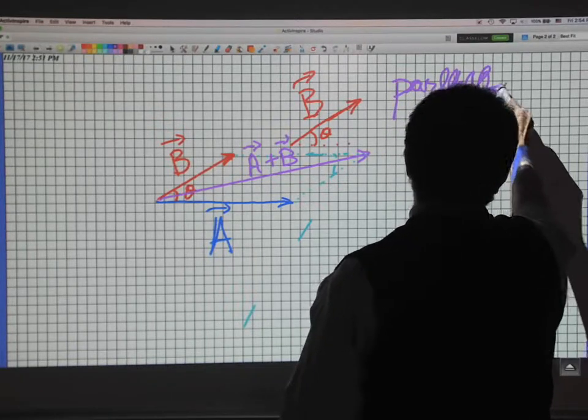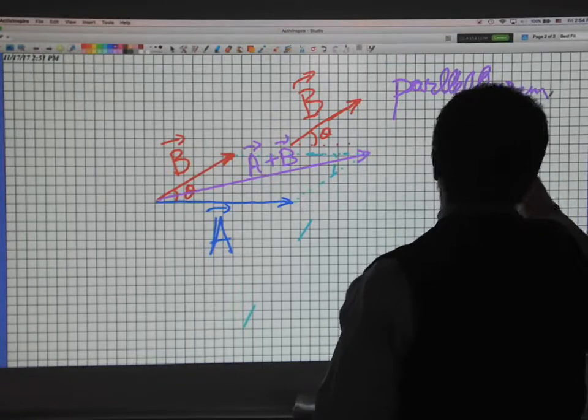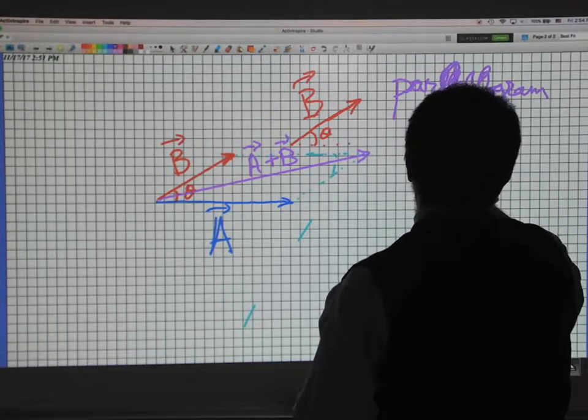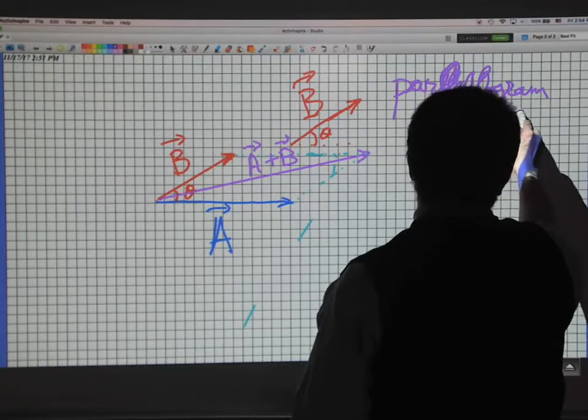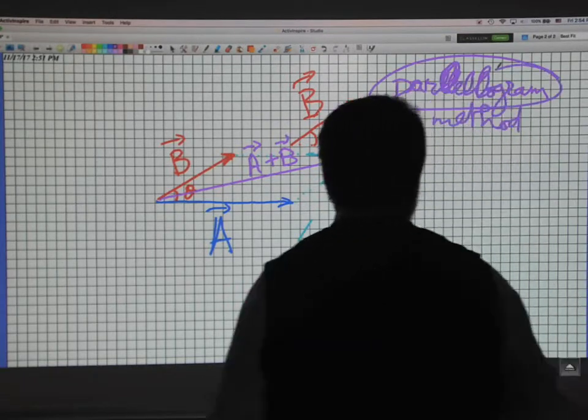Before we close up, this is what people call the parallelogram method. Don't laugh at me in terms of spelling. I think this is only one L right there. Oh my God, I made a fool out of myself. I don't know how to spell.